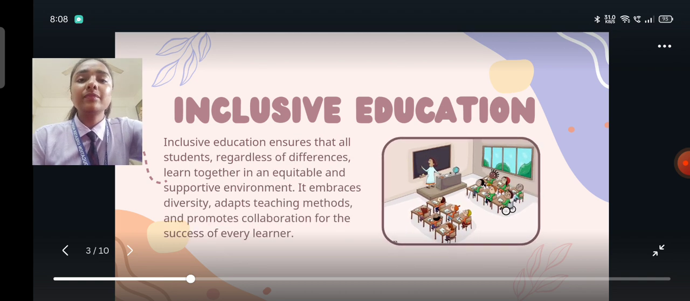So basically, inclusive education means that all students, regardless of differences, learn together in an equitable and supportive environment. It embraces diversity, adapts teaching methods, and promotes collaboration for the success of every learner.